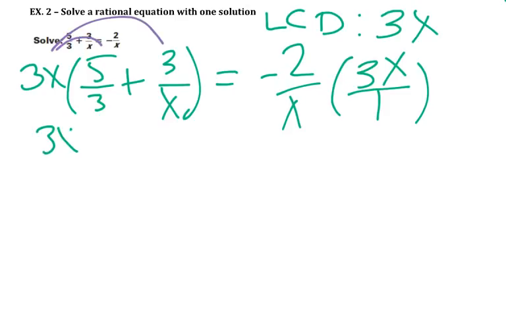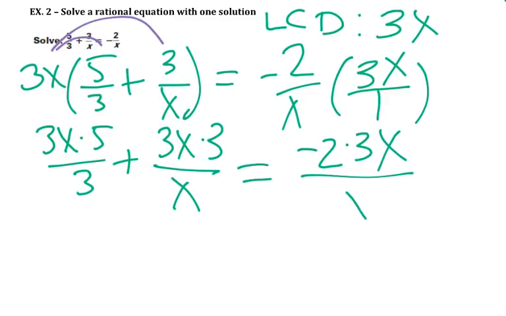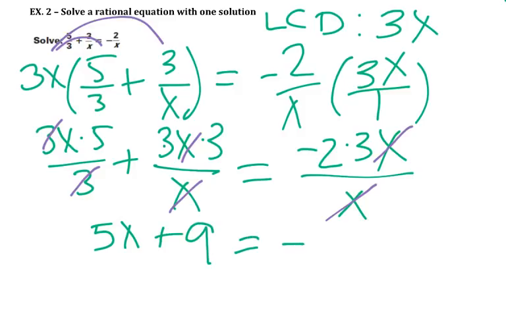So I get 3x times 5 over 3 plus 3x times 3 over x equals negative 2 times 3x over x. And now I'm ready to start canceling. My 3 and 3 cancel, x and x cancel, and x and x cancel, leaving me with 5x plus 3 times 3, which is 9, equal to negative 6.